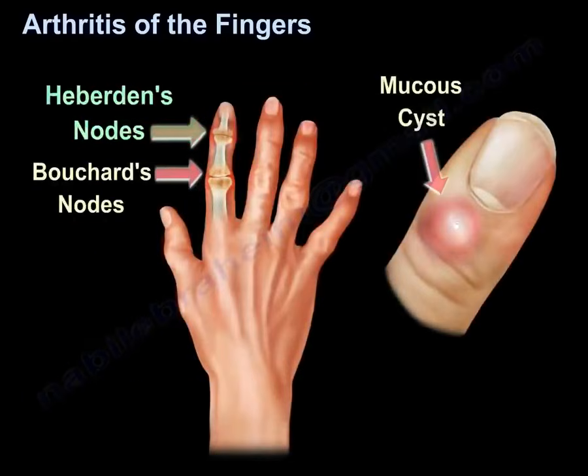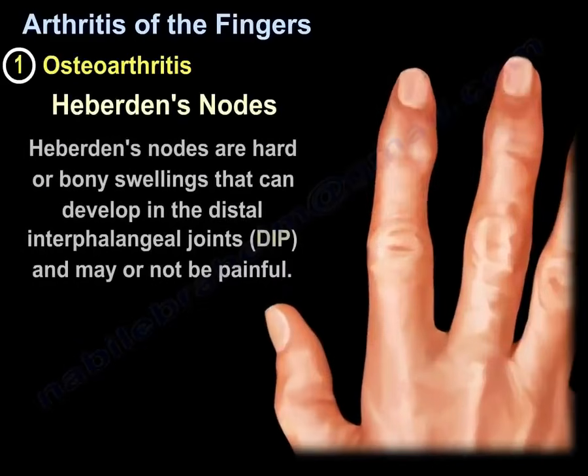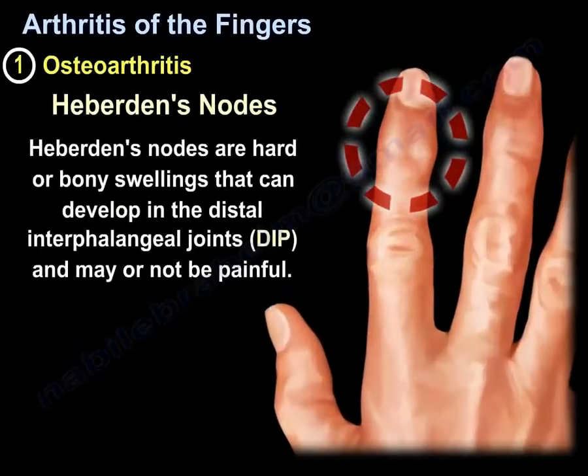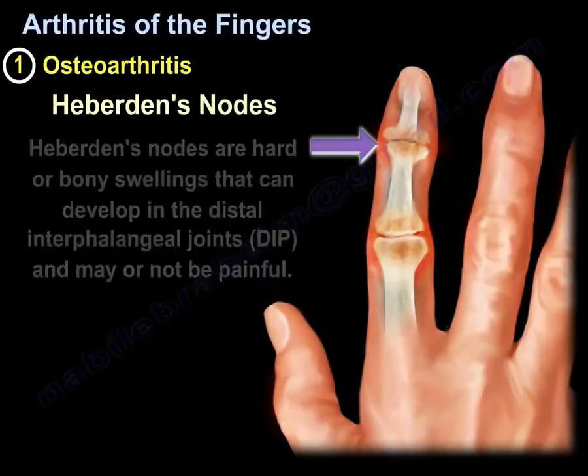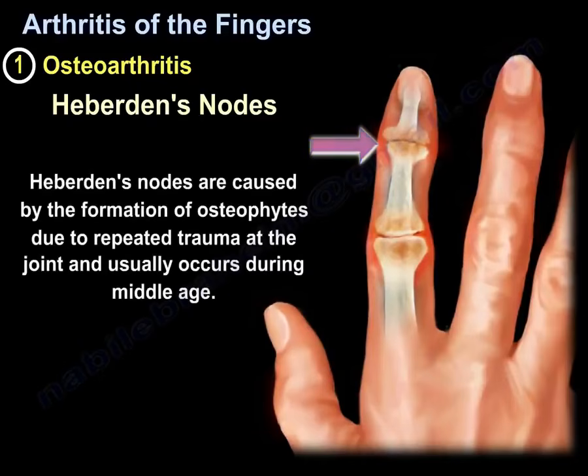Osteoarthritis of the fingers is characterized by Heberden nodes. Heberden nodes are hard or bony swellings that can develop in the distal interphalangeal joints, the DIP, and may or may not be painful. The Heberden's nodes are caused by the formation of osteophytes due to repeated trauma at the joint and usually occur during middle age.